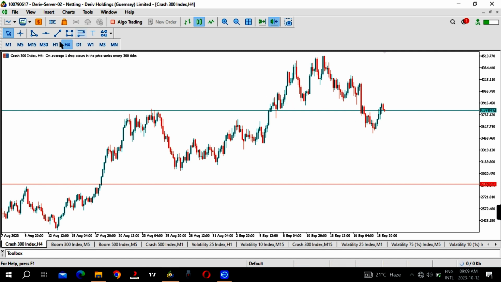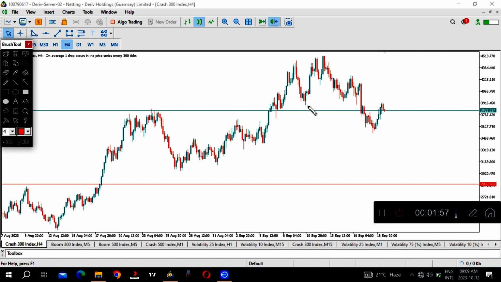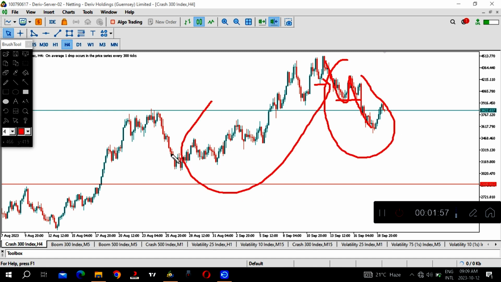Check the way the last break of structure was. So right here on the 4 hour time frame, the last break of structure was to the downside. So we created this break of structure over here. We created a lower low, lower high, lower low. So overall, this is a downtrending market. And if we take this for example, this was an uptrending market, because we're continuously going up. We're creating higher high, higher low, higher high, higher low, higher high, higher low, higher high. So that's what you have to consider.